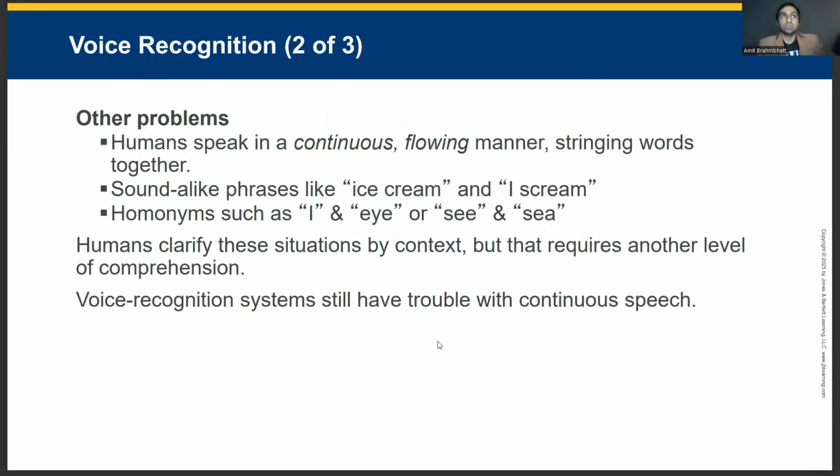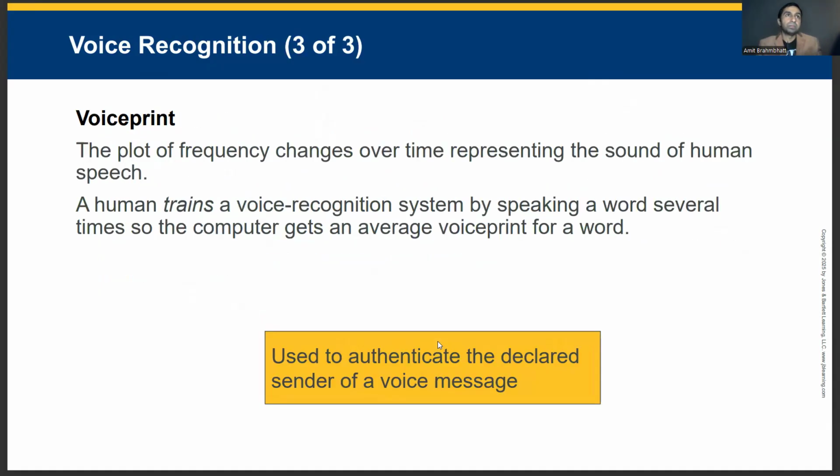Slide 42, Voice Recognition, 2 of 3. This slide explains additional difficulties. Humans speak continuously, blending words together. Some phrases sound identical, and homonyms create confusion. Humans use context to resolve ambiguity, but computers must rely on statistical models or large data sets to guess the correct interpretation.